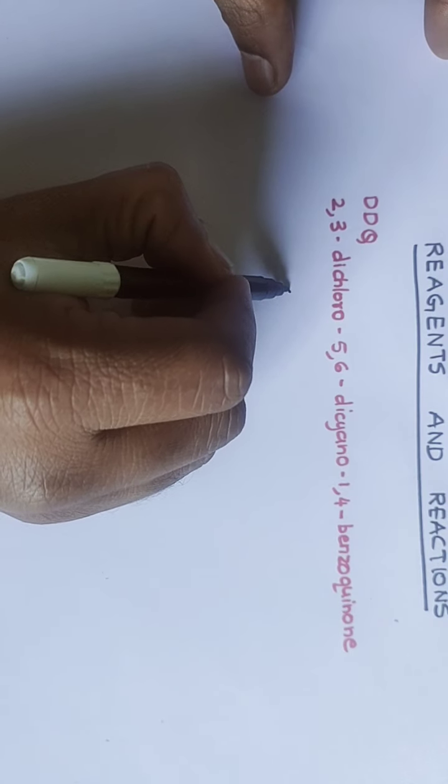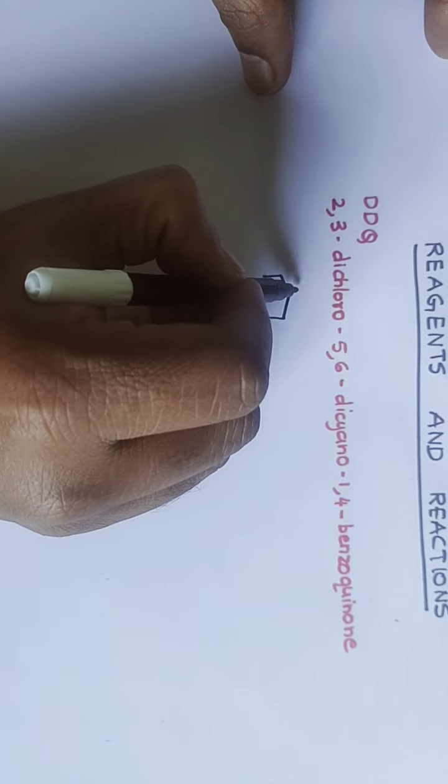Hello students, in this session we are going to discuss another reagent. The next reagent that we are going to discuss is DDQ. So DDQ is 2,3-dichloro-5,6-dicyano-1,4-benzoquinone. The structure of DDQ is like this.